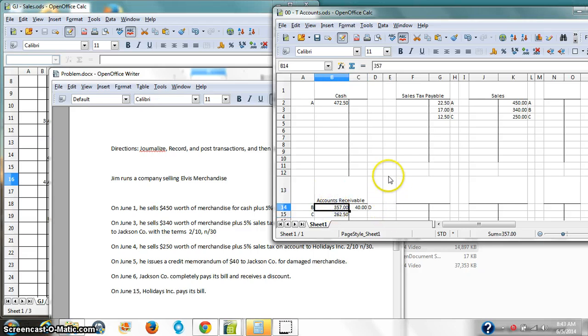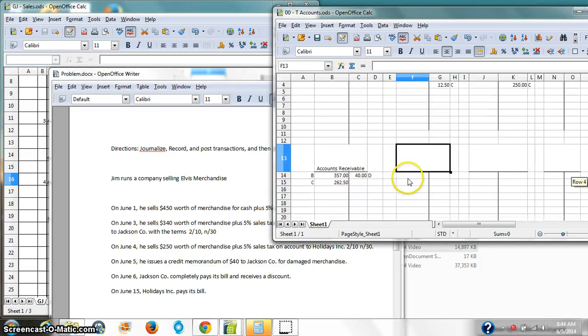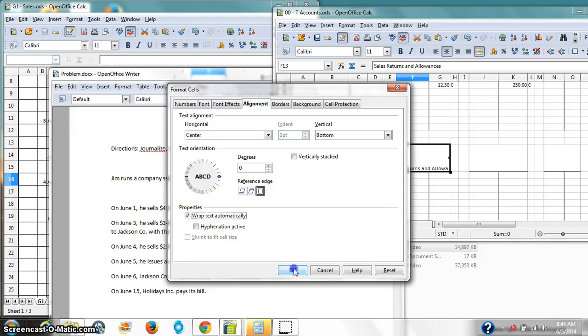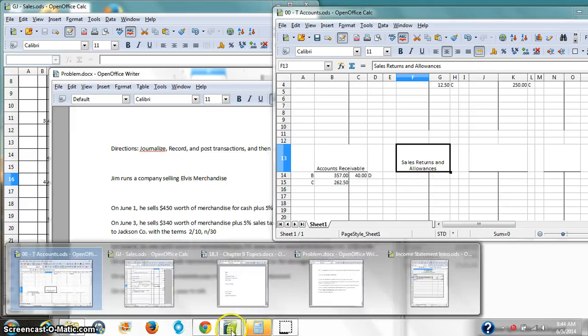Before I said you owed me $357. Now you only owe me $317. That's the difference: I subtract out the 40, and that's what I get. You owe me less money now. And so that's a way of doing a credit memorandum. However, I need to debit this to another account, and I'm going to debit it to sales, returns, and allowances. You owe me less money.